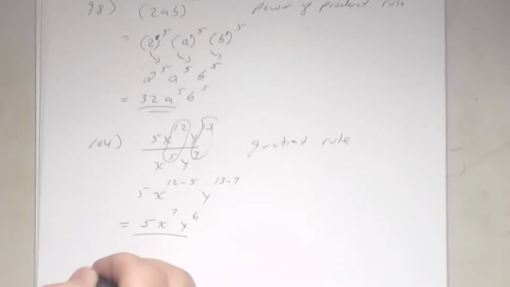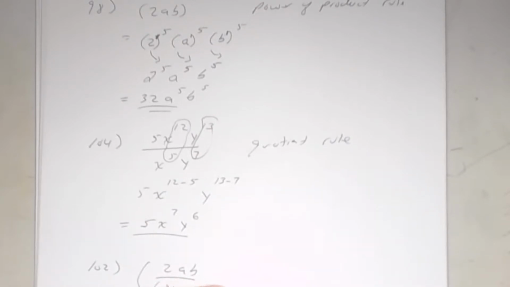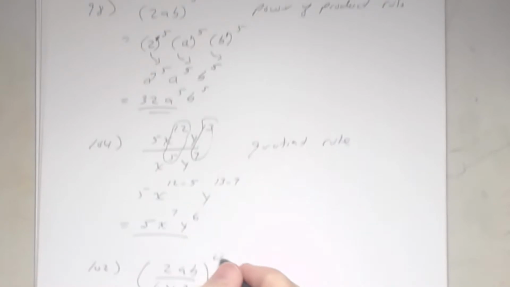Okay, 102. You have 2ab divided by 6yz, all raised to the 4th power.